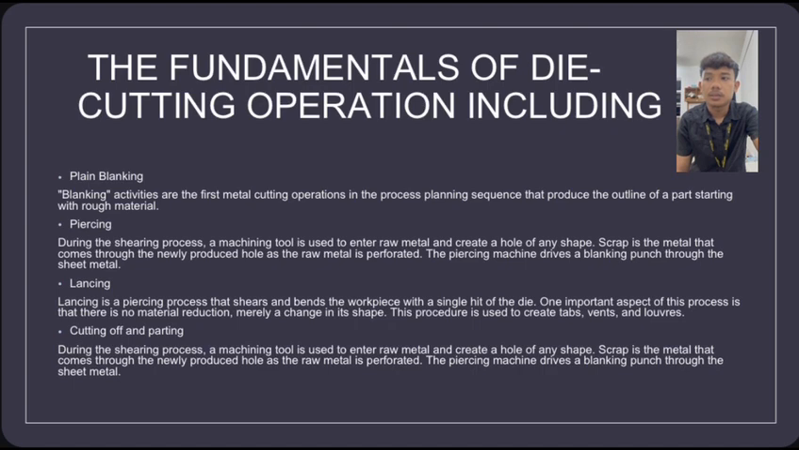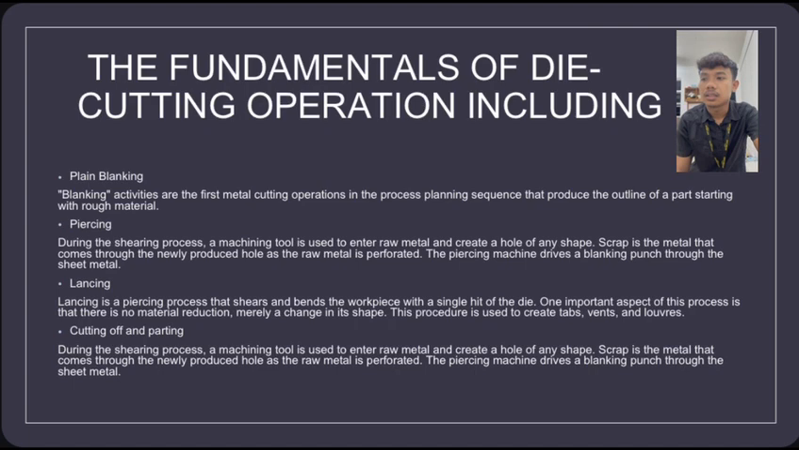During the shearing process, a machining tool is used to enter raw metal and create a hole of any shape. Scrap is the metal that comes through the newly produced hole as the raw metal is perforated. The piercing machine drives a blanking punch through the sheet metal.